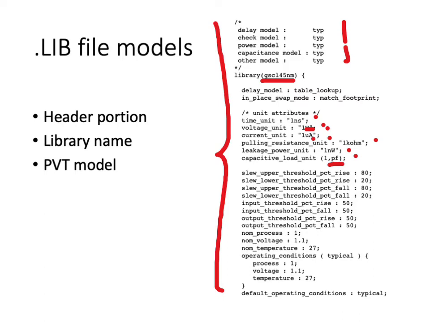And in this particular file, only the parameters of leakage power, switching energy, and switching delays are defined at a nominal process, a nominal voltage of 1.1 volts, and a nominal temperature of 27 degrees Celsius. So the operating condition of all the energy, leakage, and time delay specifications in this library file are given for nominal conditions.